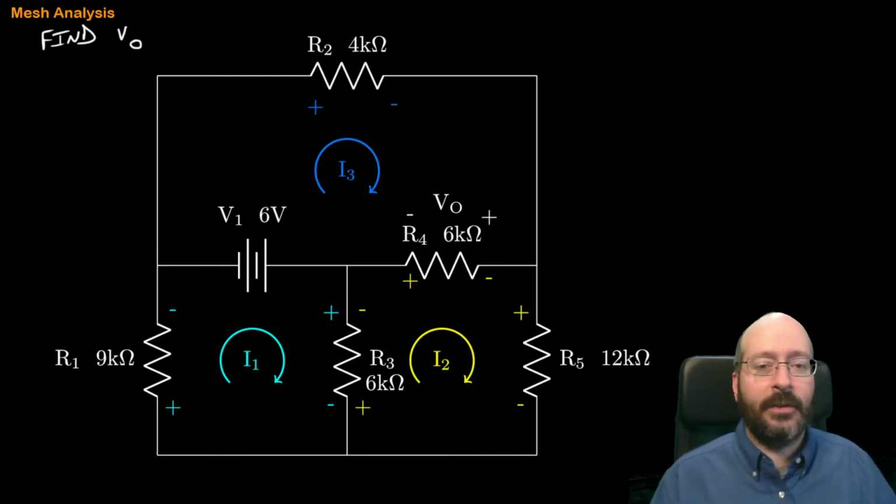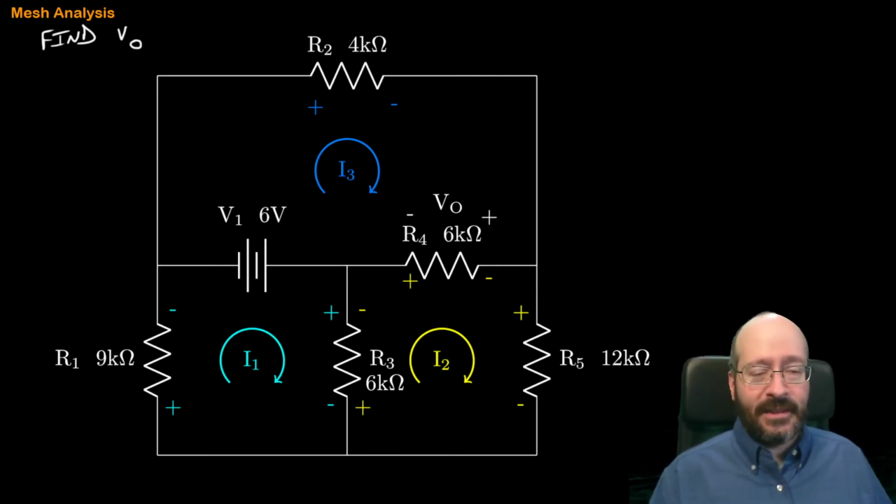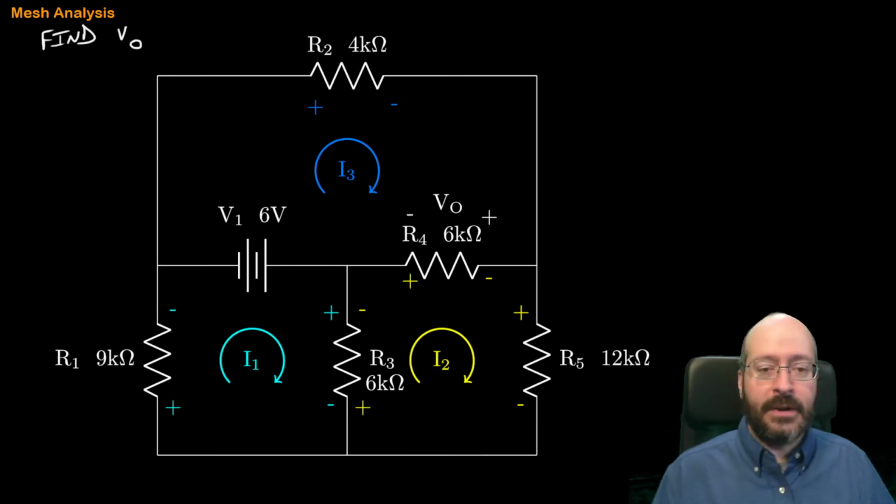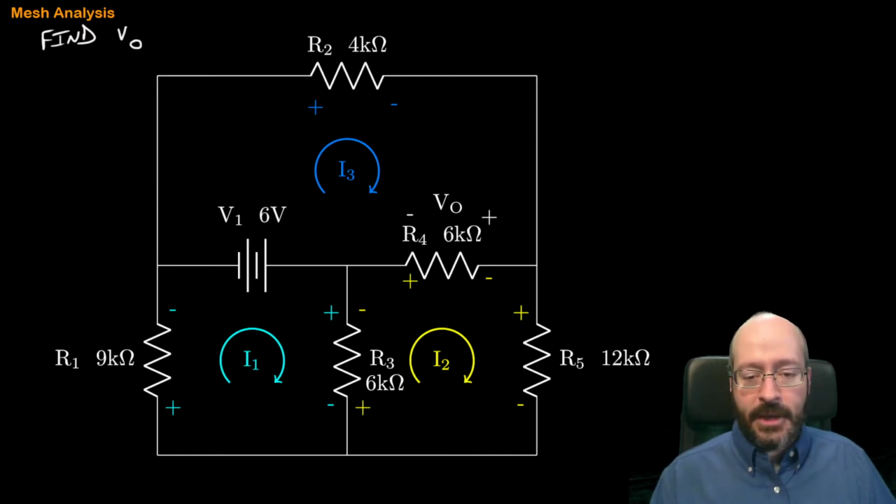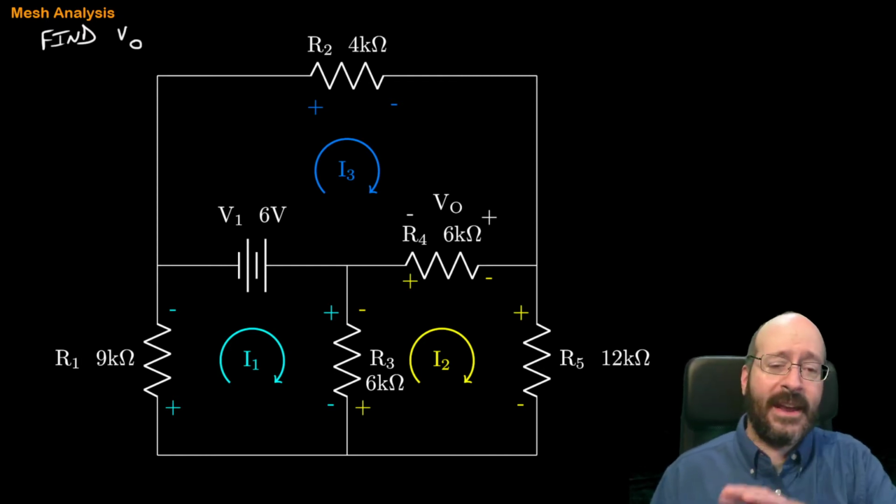And right now, we're still only writing KVL equations. That's our default equation. So adding a third mesh is as simple as just adding a third equation, making the matrix 3 by 3 when we go ahead and solve it, and we're going to get 3 mesh currents. And then we're going to use those 3 mesh currents to find VO. Okay, once again, I already had these labeled.